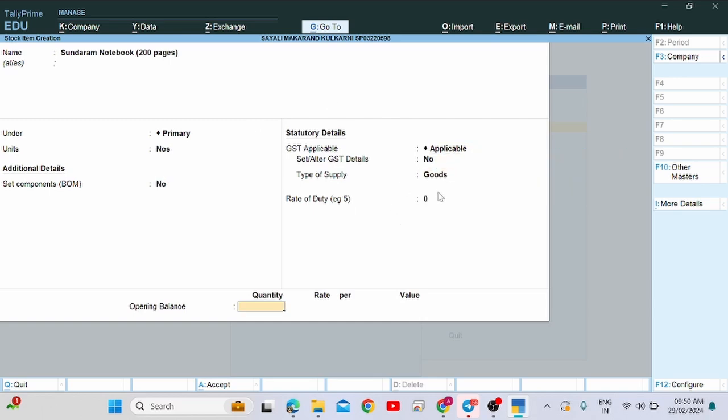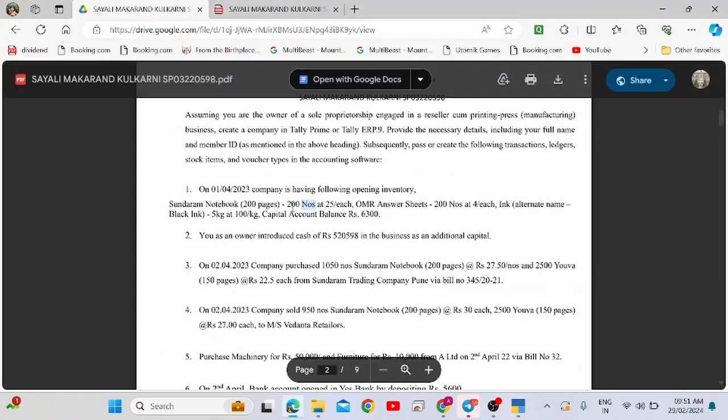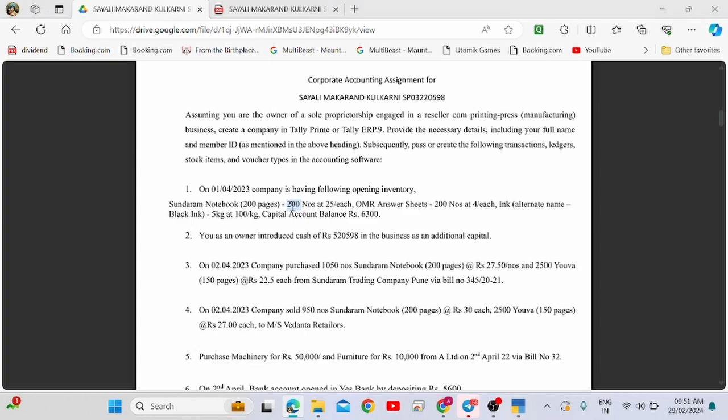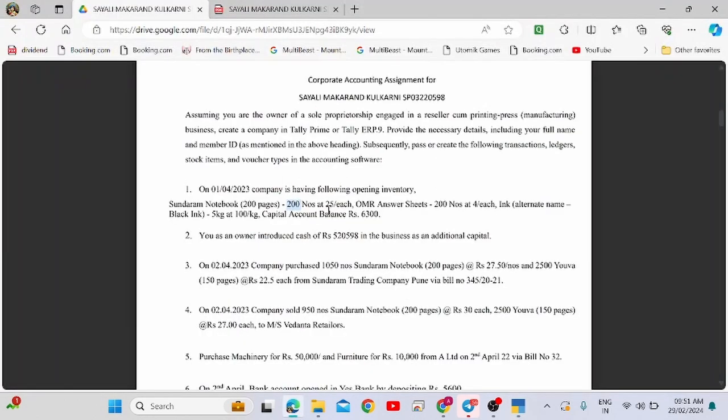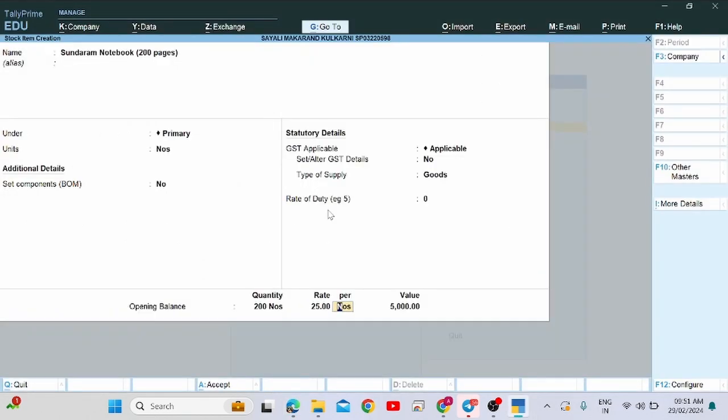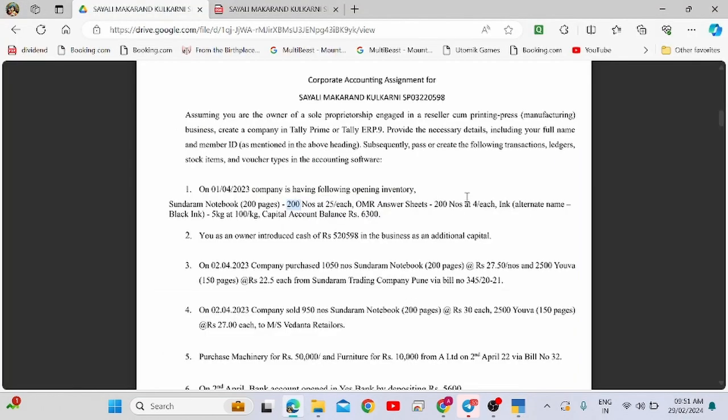You don't have GST in syllabus, therefore no need to change the statutory details, and we are not going to produce these books in our printing press, therefore no need to set bill of material components, correct? For this right now say no only. And then here Tally is asking you opening quantity. Opening quantity, how many books you are having? 200, therefore say opening quantity 200, and then rate 25, then rate say 25, and then here automatically you will get per numbers and value also. Yes, this stock item we have created successfully.